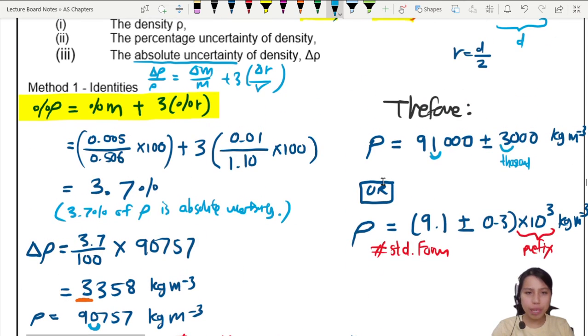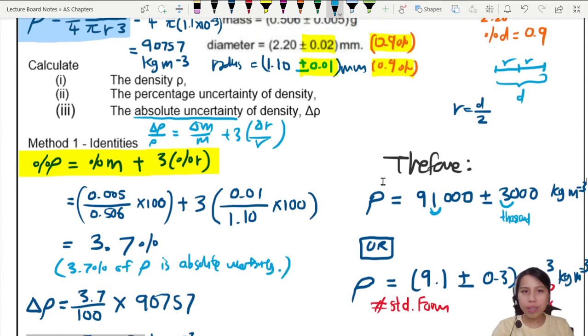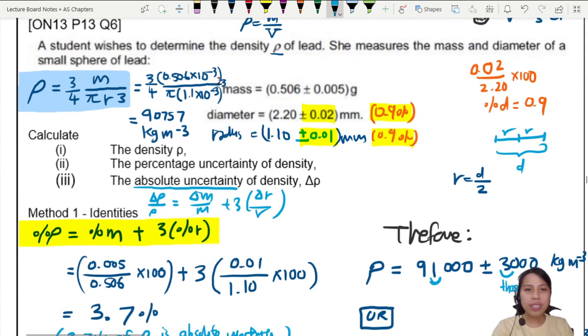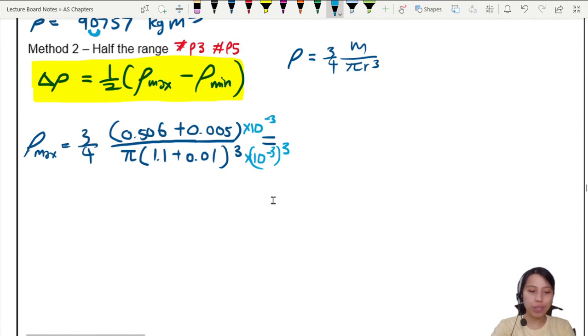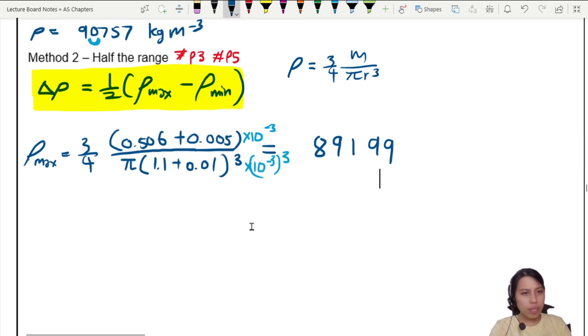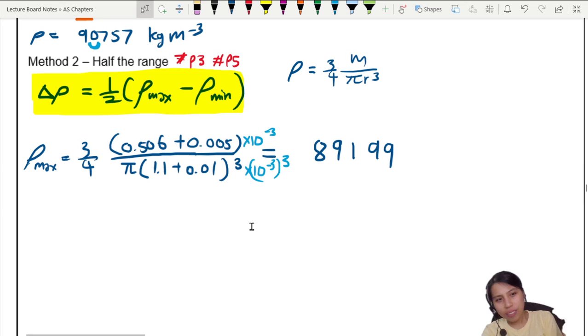Did we do the millimeter just now? We did include it, right? Up here. Yeah, we did. 10 to the negative 3, cubed. Okay, now it's correct. So now with this prefix, we should get 89199.